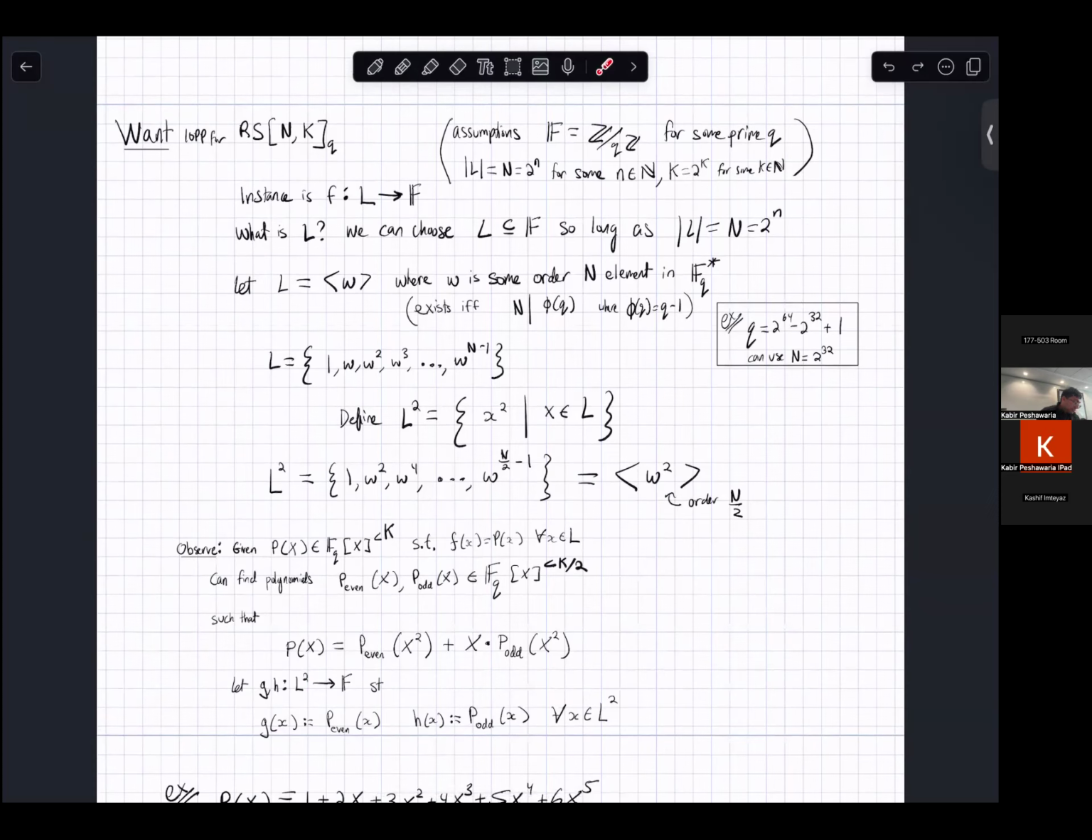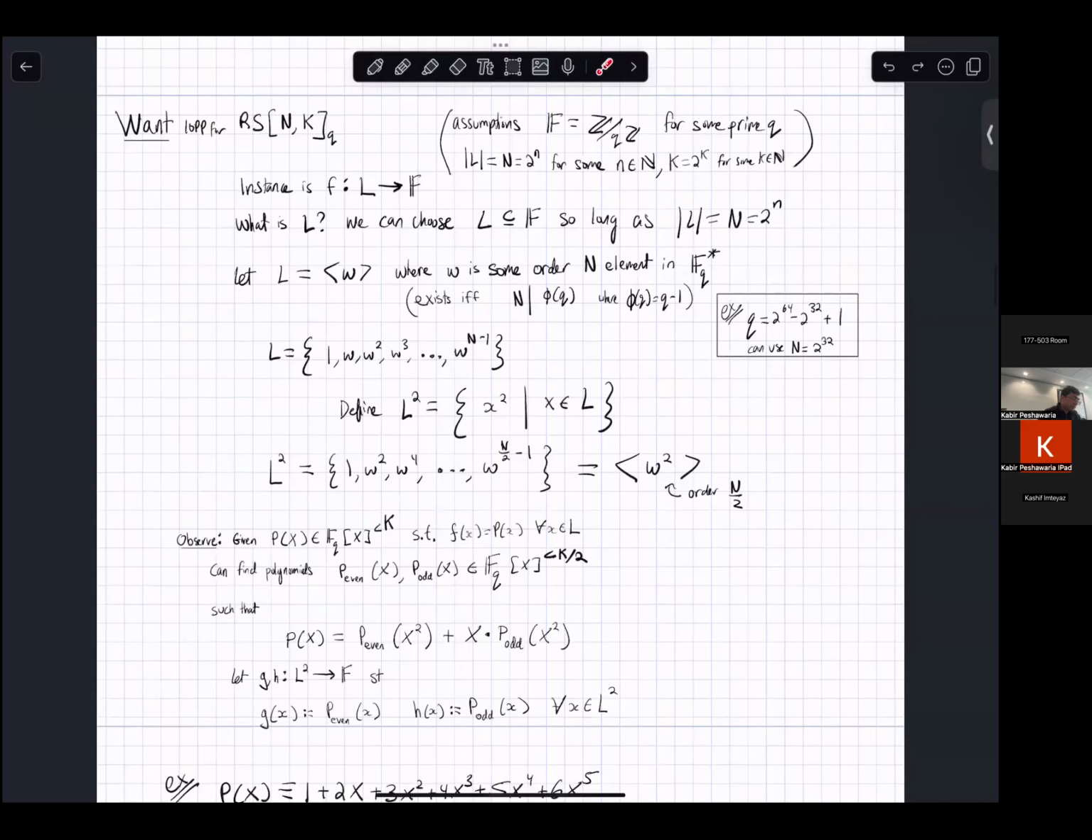But specifically, we've picked these domains, L, L squared, L to the fourth, etc., very conveniently to be amenable to recursion. That's the intuition I'll leave for now. It's very similar to why we've done it in those algorithms, if you've seen them before.